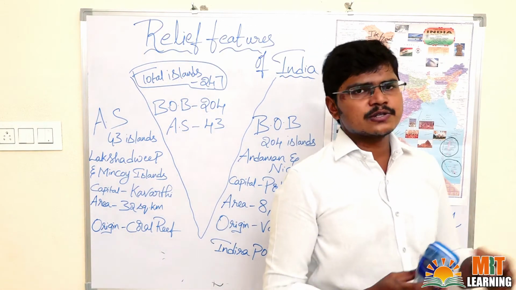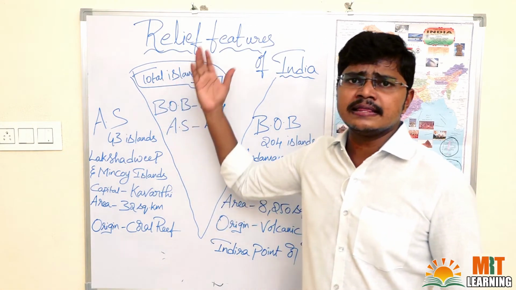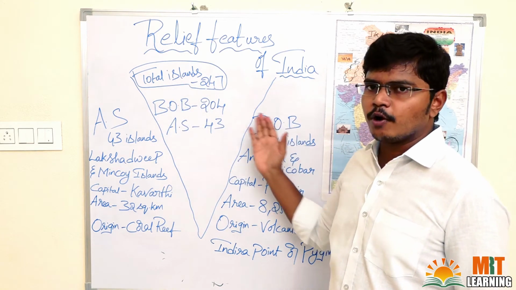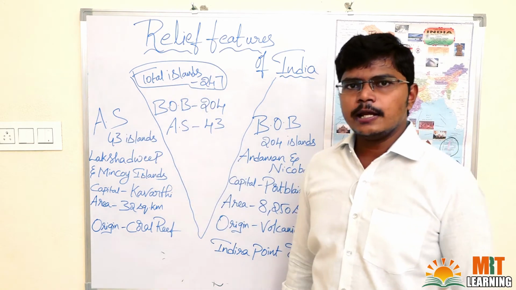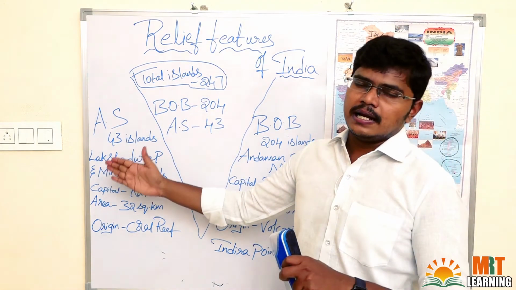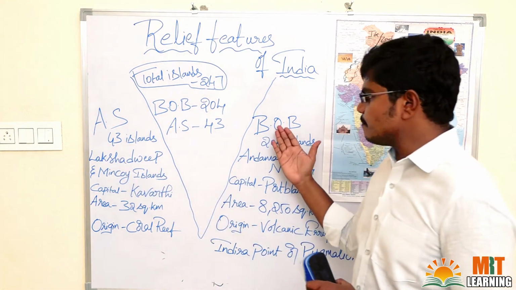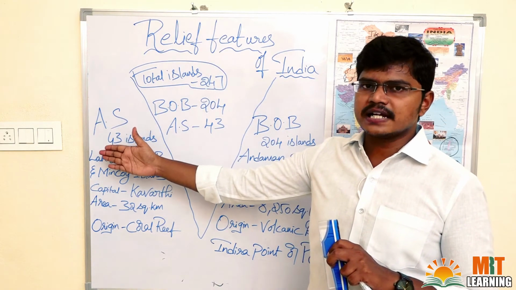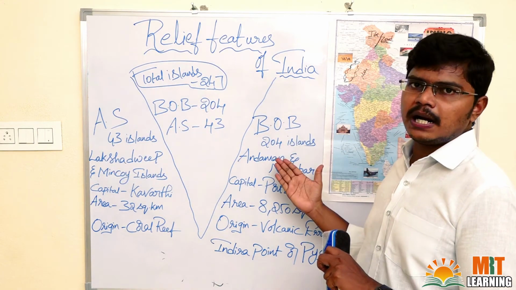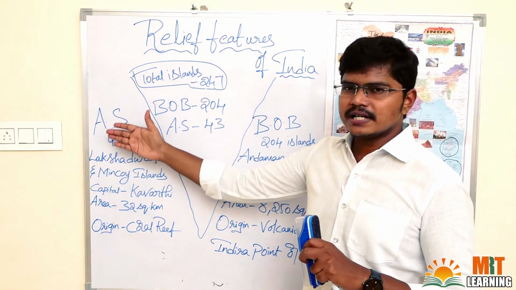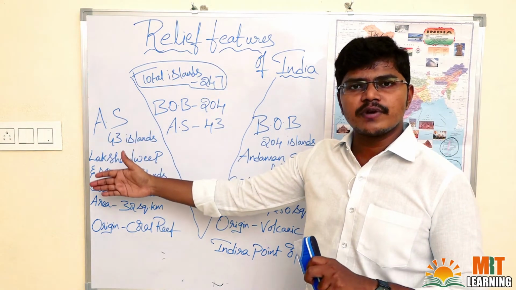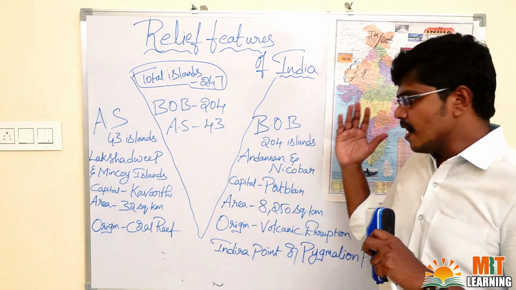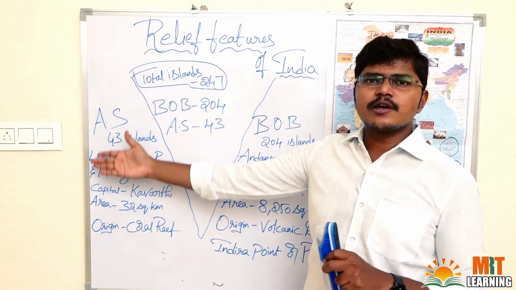Islands, how many islands do we have? We have 247 islands. Of the 247, 204 in the Bay of Bengal and 43 in the Arabian Sea. Arabian Sea islands are called Lakshadweep and Minicoy Islands, and Bay of Bengal is Andaman and Nicobar Islands. Capital of Lakshadweep, Kavaratti. Capital of Andaman and Nicobar, Port Blair. And what is the area of Lakshadweep? 32 square kilometers. What is the area of Andaman and Nicobar? 8,250 square kilometers.